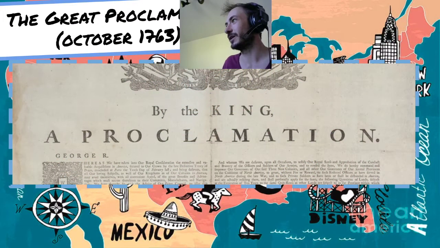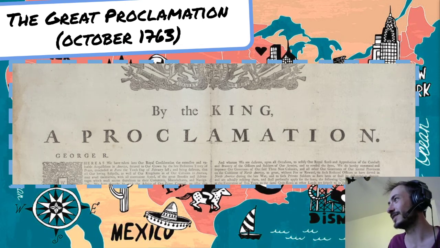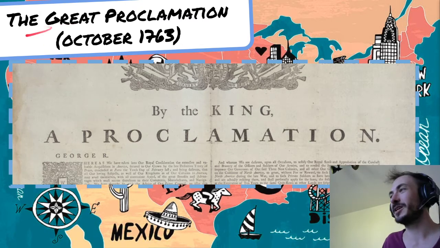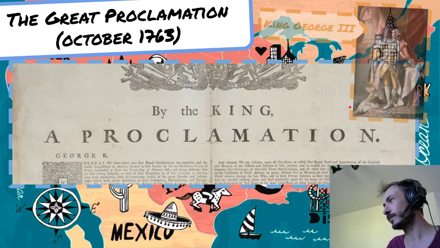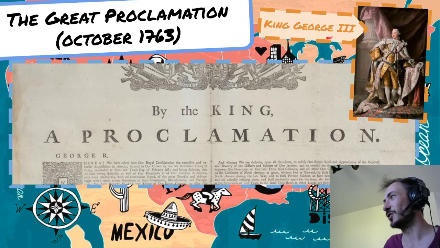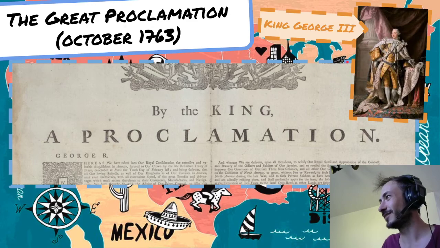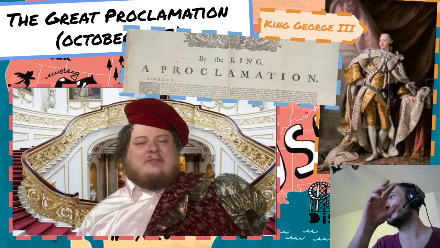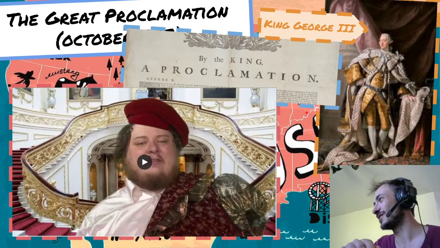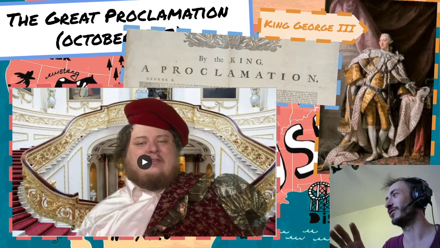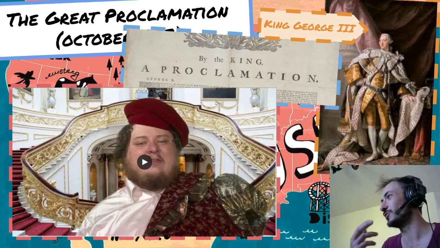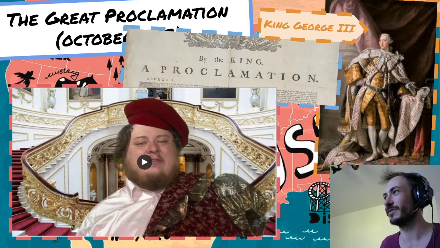Now, the Great Proclamation. The Great Proclamation dates back to October 1763. Okay, it is a proclamation by the king. This is the king, George III of England. Okay, I have put a video on the presentation, so if you want, you can take a look at the video, but it is not very important. It's more of a joke. You can watch it if you want. It's funny.